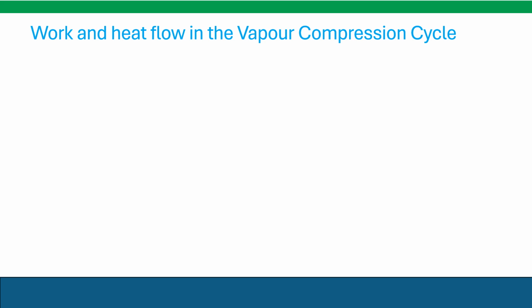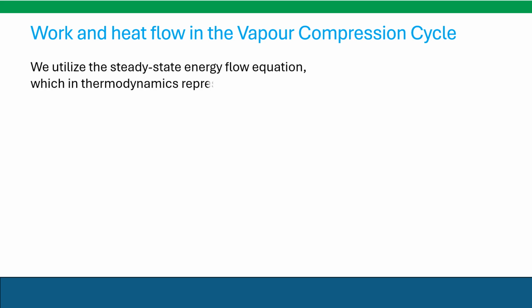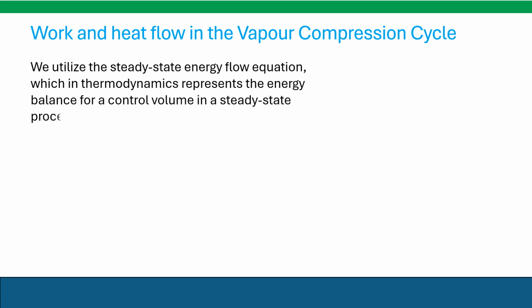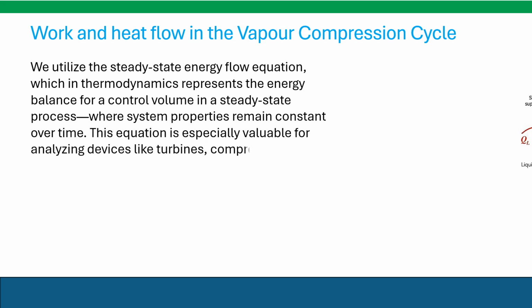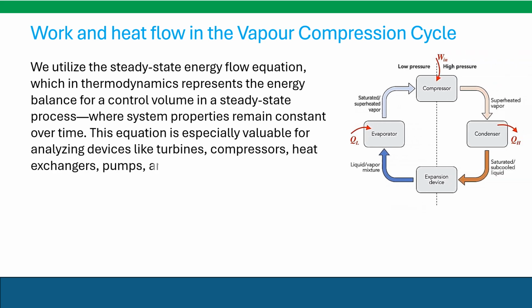Let's examine work and heat transfer in the ideal reversed Rankine cycle and calculate the coefficient of performance, COP. We utilize the steady-state energy flow equation, which in thermodynamics represents the energy balance for a control volume in a steady-state process where system properties remain constant over time. This equation is especially valuable for analyzing devices like turbines, compressors, heat exchangers, pumps, and nozzles.